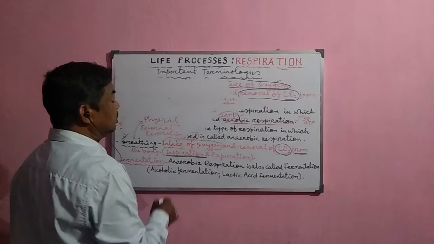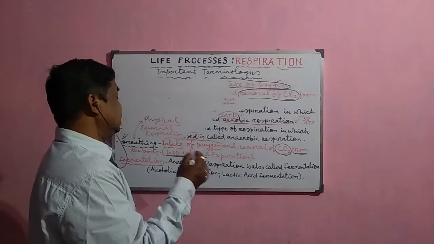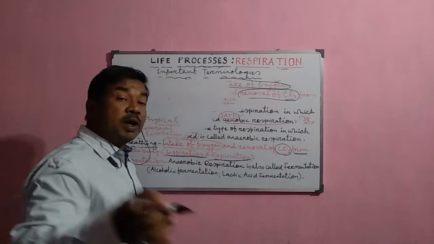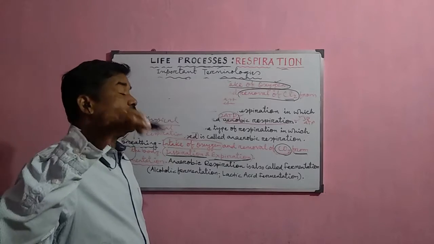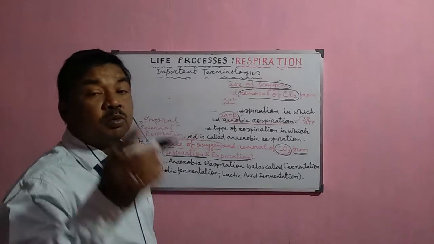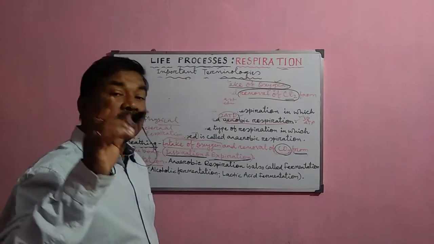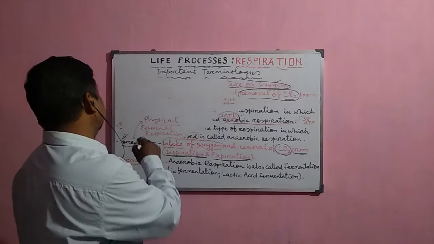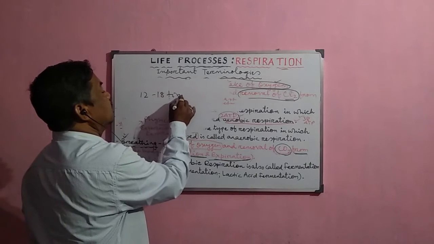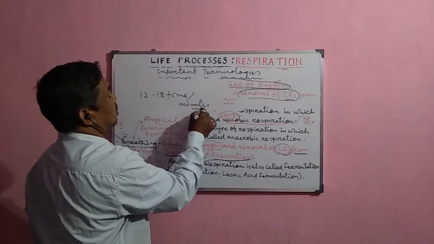That is the inspiration, that means intake of oxygen into the body, or intake of air along with oxygen. Then expiration, that is the removal of the carbon dioxide or carbon dioxide rich air to the atmosphere. This is called expiration. Then one inspiration and one expiration make one breath. And the breathing rate is normally 12 to 18 times per minute in a healthy human being.